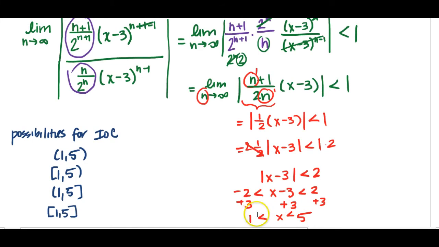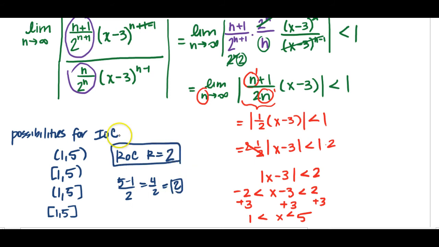If the interval of convergence goes from 1 to 5, so that's a length of 4, then the radius is going to be half of that. So my radius of convergence r is going to equal 2. That came from (5 minus 1) over 2, so that's 4 over 2. So I get 2. So this I know for sure.